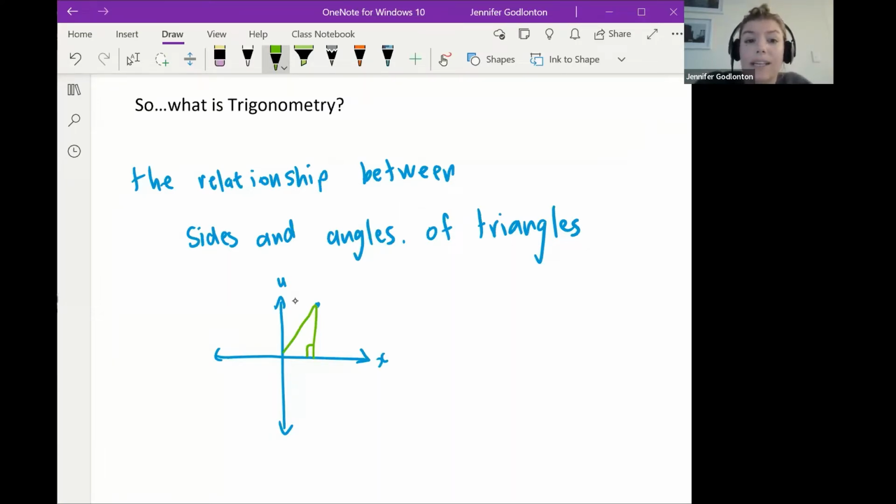And trigonometry is exactly what everyone is saying here. It's the relationship between sides. So we're able to find the lengths of sides and we're able to find the value of angles of different triangles if there is a right angle involved.